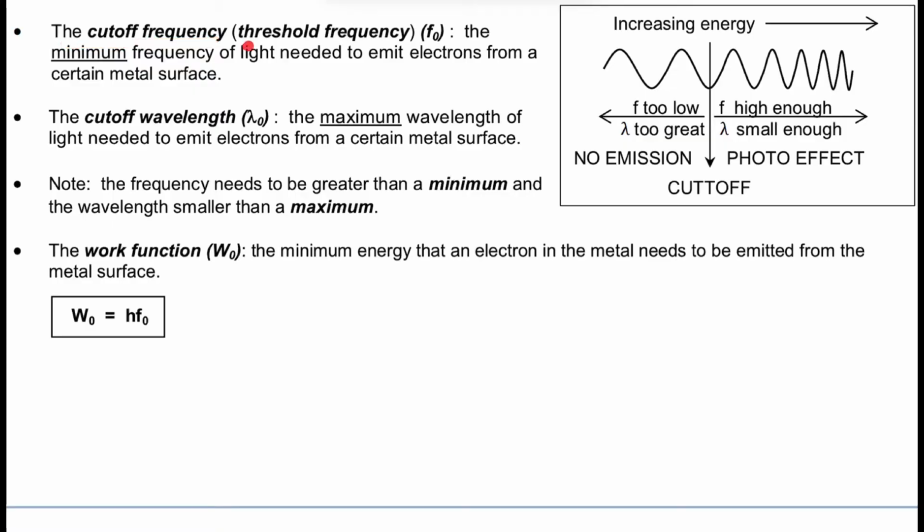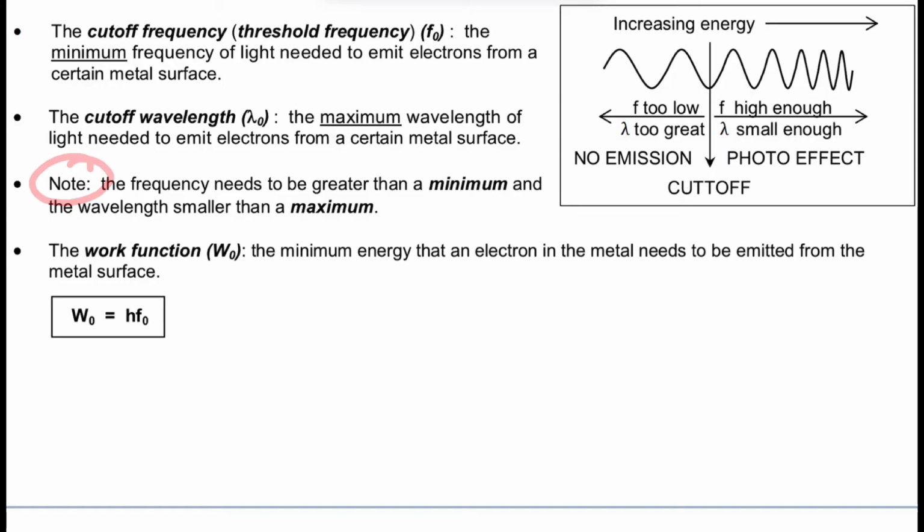The cutoff frequency or the threshold frequency, it's f with a subscript 0 there. It's the minimum frequency of light needed to eject or emit electrons from a certain metal surface, right? Stick to the exam guideline when it comes to that. The cutoff wavelength, or the threshold wavelength, is the maximum wavelength of light needed to emit electrons from a certain metal surface, right?